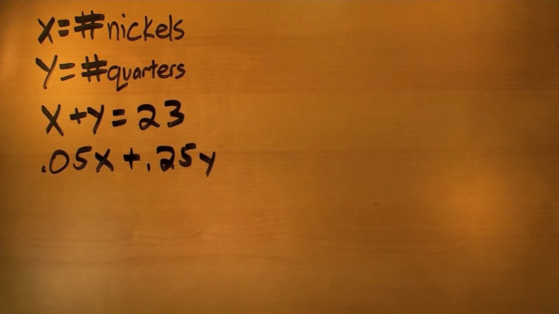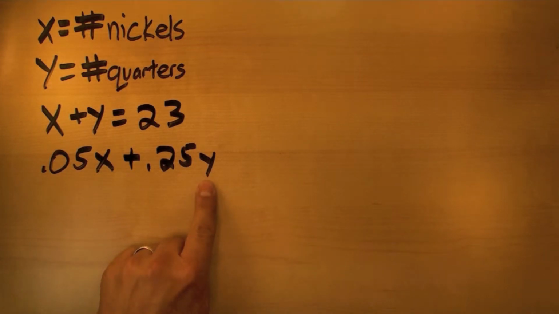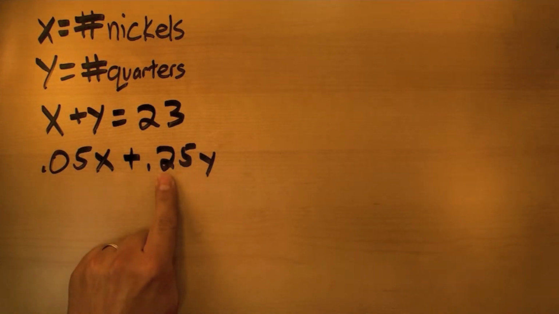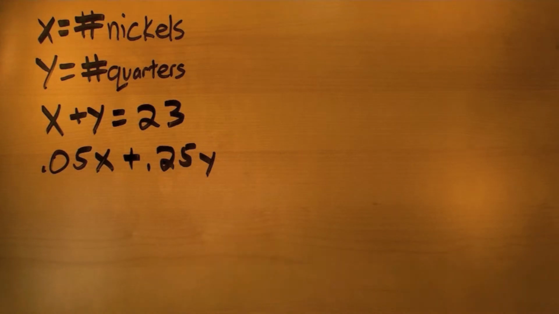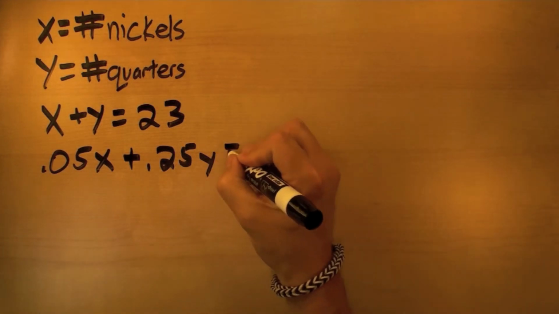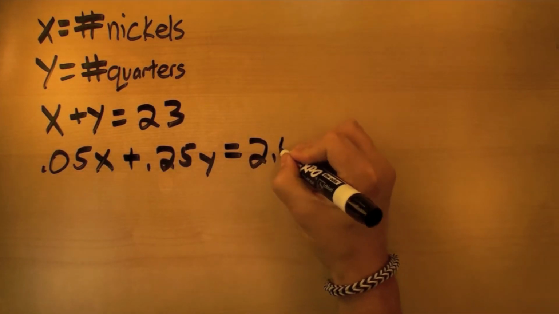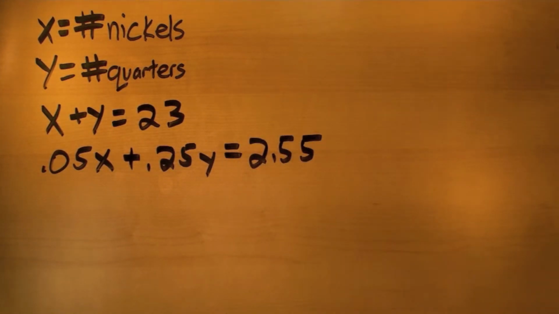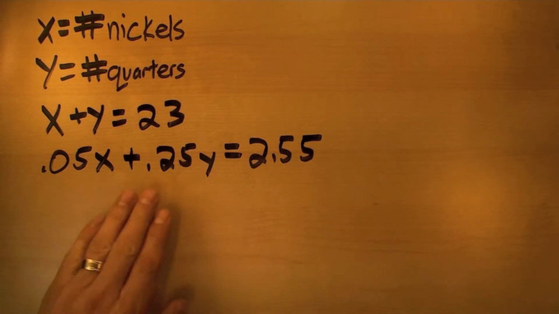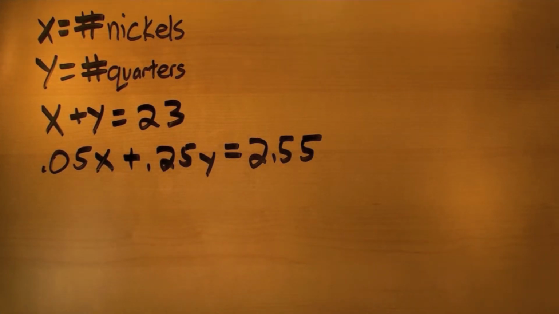0.25y, that's the value in quarters, because for every quarter that he has, that's 25 cents, or a fourth of a dollar. And this is going to add up to 2.55, the total value in dollars that he has altogether. So now we've created our system of equations.